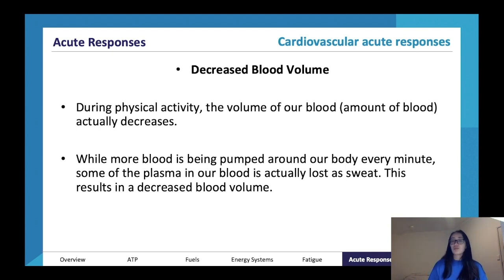So, while more blood is being pumped out of the body, we need to get rid of some of that heat. We don't want to get rid of the blood, but we want to cool our body down. And so we redirect some blood toward our skin. We have vasodilation toward our skin, vasoconstriction everywhere else.